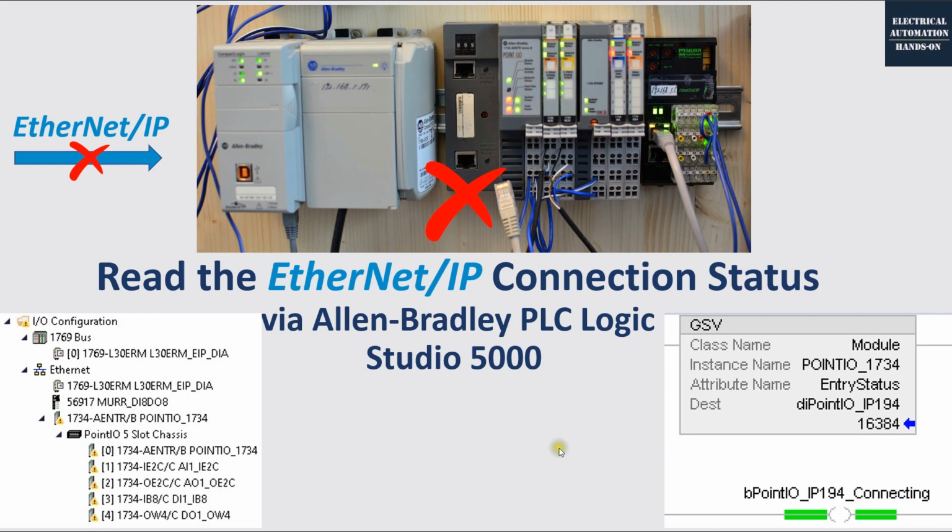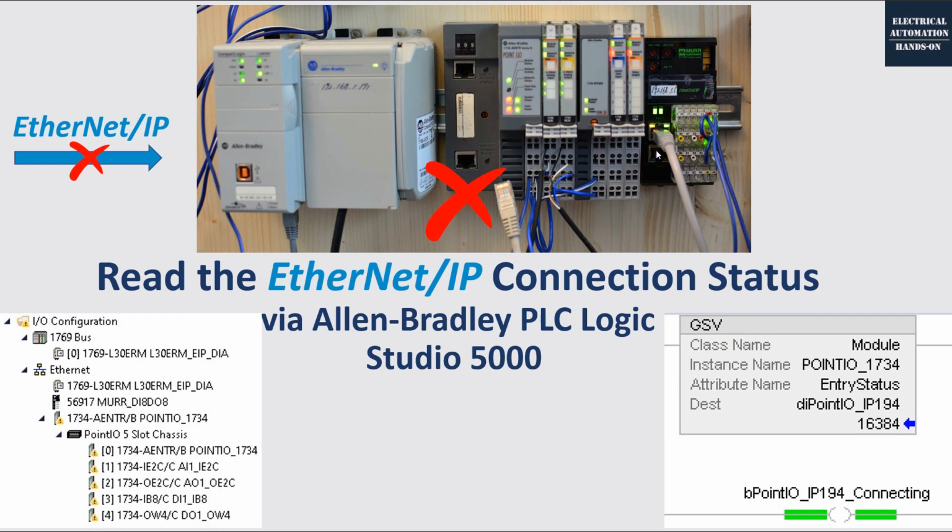In this demonstration, I will use an Allen Bradley CompactLogix as the controller, and I will use two stations. One is a Point I/O, a very commonly used I/O station from Allen Bradley. And I will also use a third-party Moore device. This is also an Ethernet IP device. So we will see this GSV block fits them all. For both different brands of Ethernet IP stations, this block can read their status.